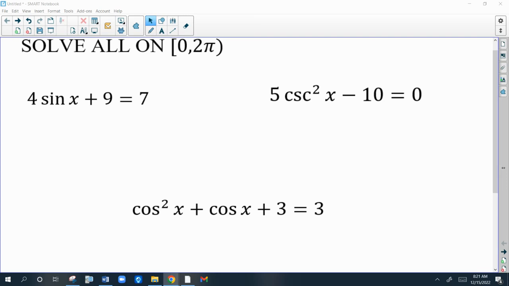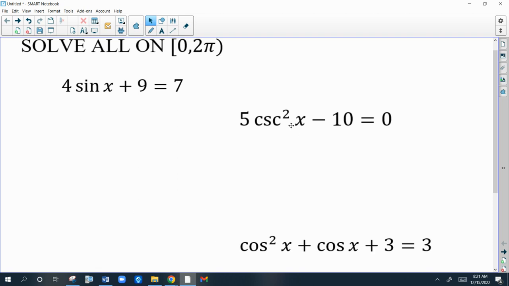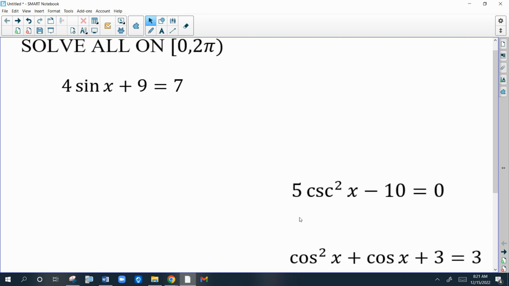We're going to solve some trig equations, actually three, all on the interval 0 to 2 pi. We're going to do all three in one video, so fast forward or pause or whatever you need to do as needed. We'll start with this one right here.